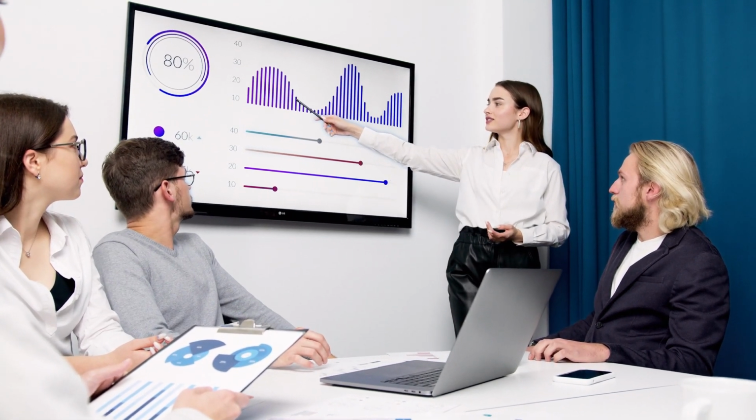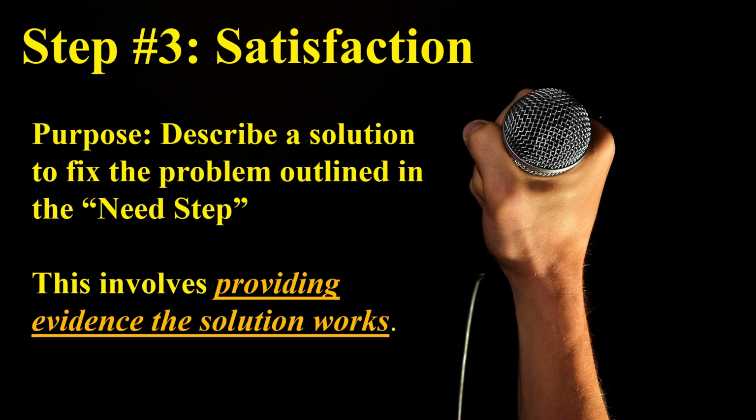And now that your audience knows what the problem is, they are set up for step 3, the satisfaction step. Typically, when people learn about an issue, they want to know how to address it. And this is where the step 3 satisfaction comes in, because we're going to explain our solution and provide evidence about why our solution works.